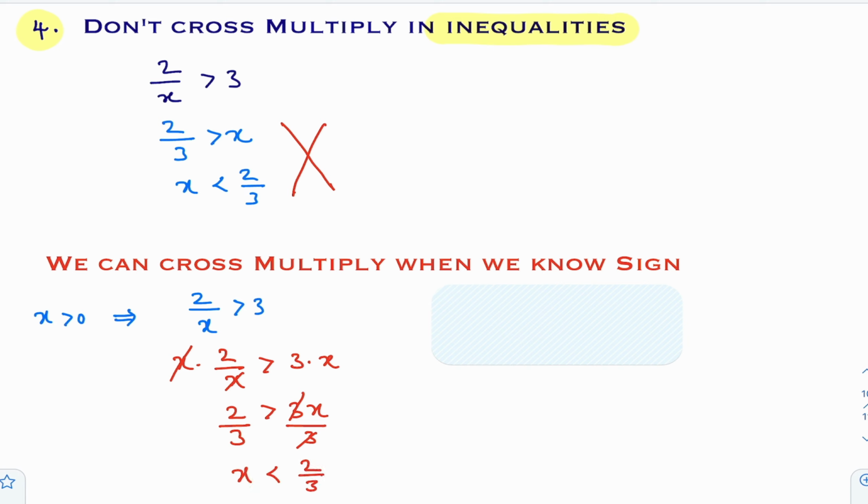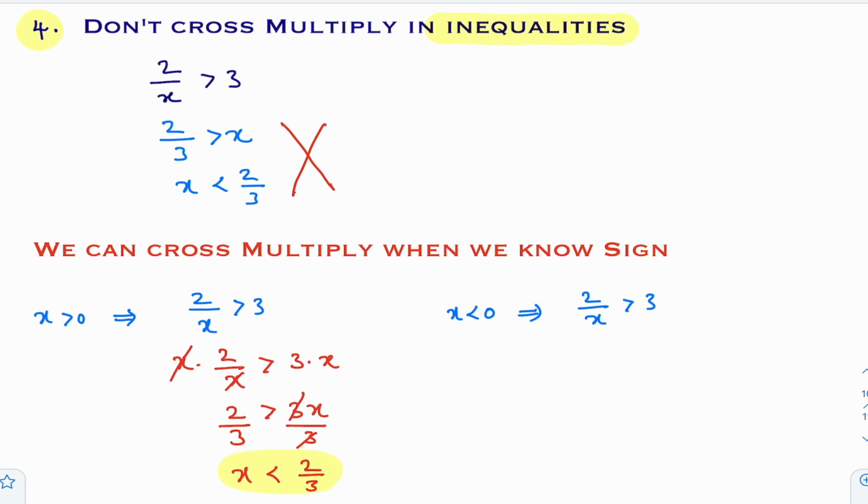Now you may question, sir, we got the same solution. No, sir. If you do it this way, you got the same thing; if you do it the other way also, you got the same solution. I got this solution because I know x is positive. If x is negative, then this is not the solution. We'll solve that also. This is the inequality we need to solve, and we know that x is negative. I want to find x from this inequality.